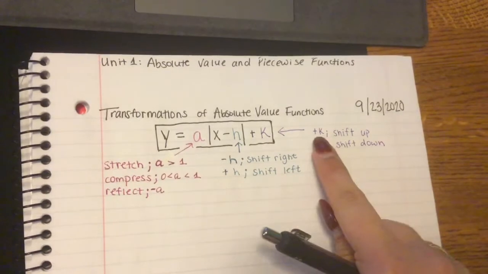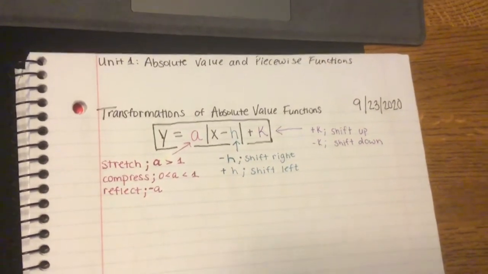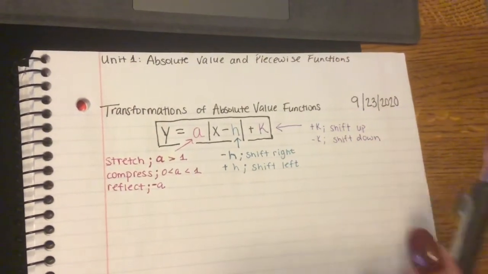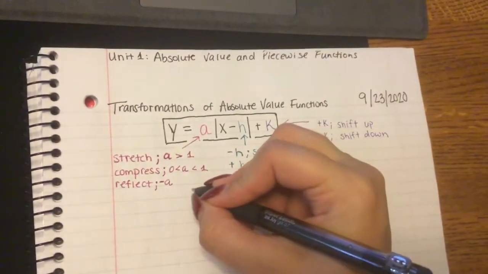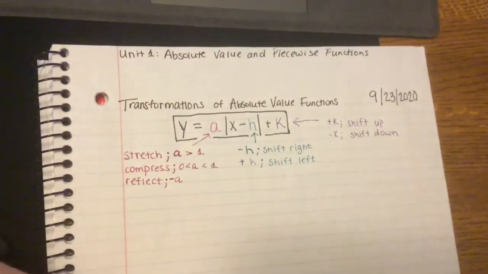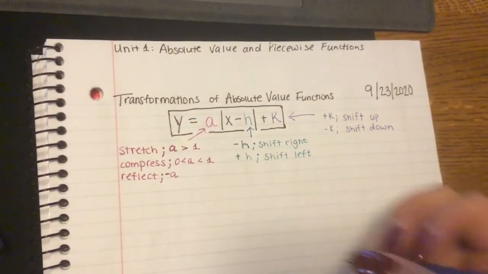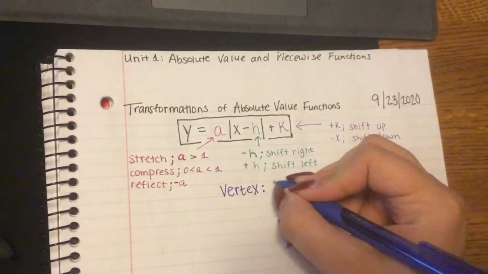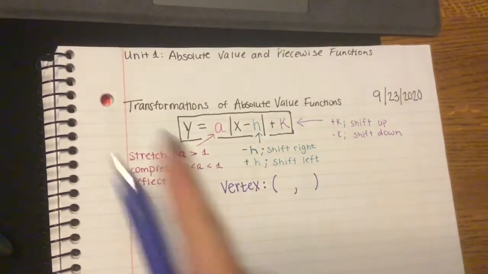You might remember from my last video, we talked about transformations of absolute value functions. If you have not already, go ahead and pause the video here and write down those transformations. They will be very important for these examples that we're going to look at together. We're going to take a look at how to find the vertex today.